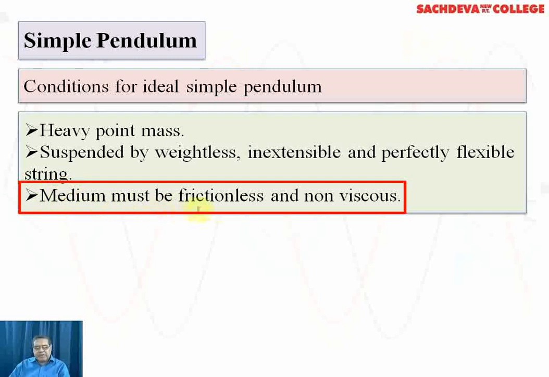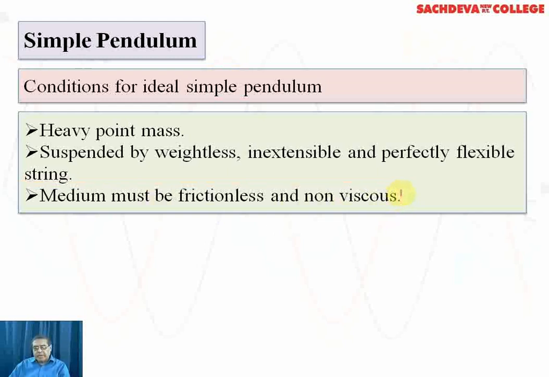Now, the medium must be frictionless and non-viscous. This is a theoretical assumption, but practically it is not valid. If we do the experiment in vacuum, the medium is maximally frictionless and non-viscous. But if the experiment is conducted in air, the oscillations of the pendulum will damp after some time. What exactly do we mean by damp? There are two types of oscillations, damped and undamped. In damped oscillation, the amplitude gradually decreases and finally becomes zero, and the body comes to rest. In undamped oscillations, the amplitude remains constant.